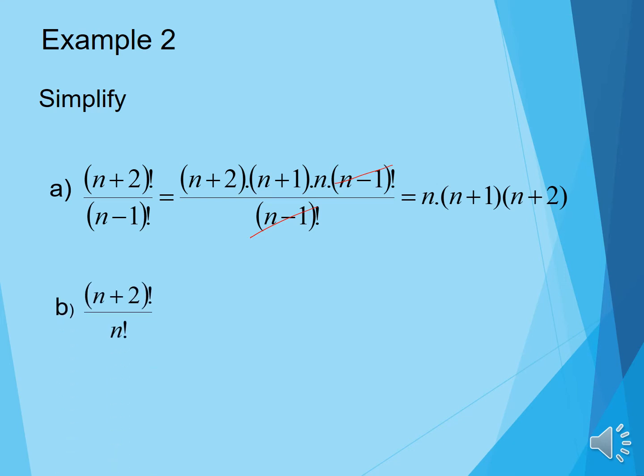Simplify n plus 2 factorial over n factorial. n plus 2 factorial is equal to n plus 2 times n plus 2 minus 1, so that becomes n plus 1 times n factorial over n factorial. The n factorial you can simplify and the answer is n plus 2 times n plus 1.